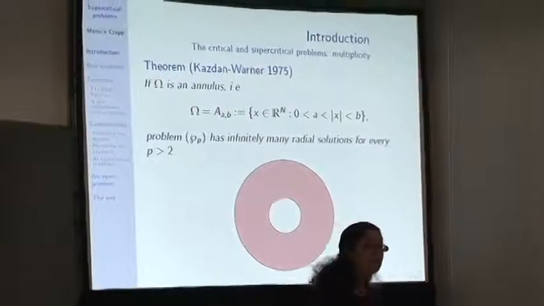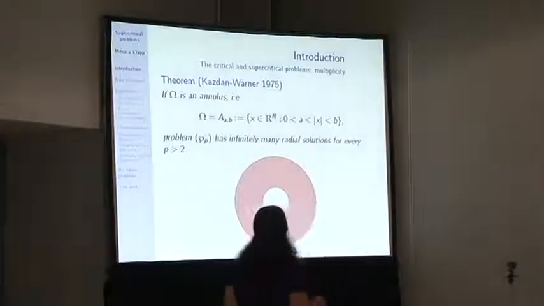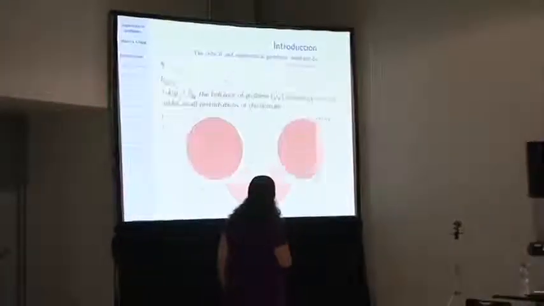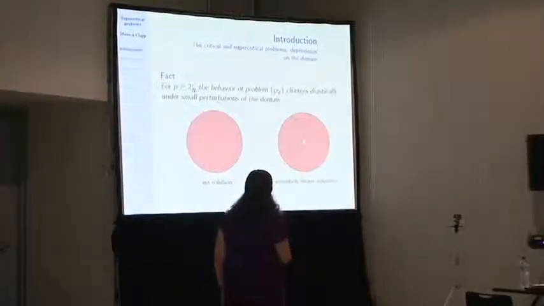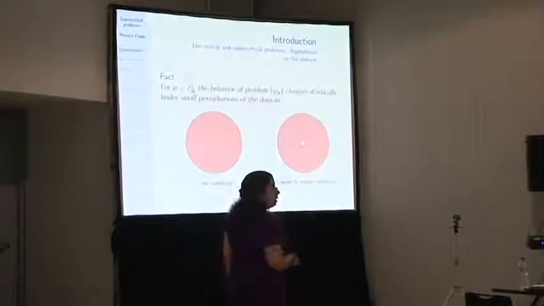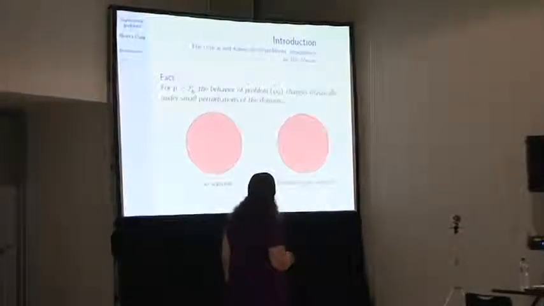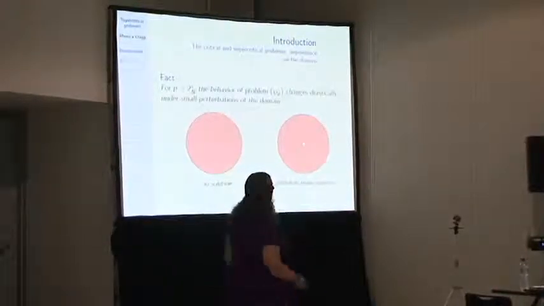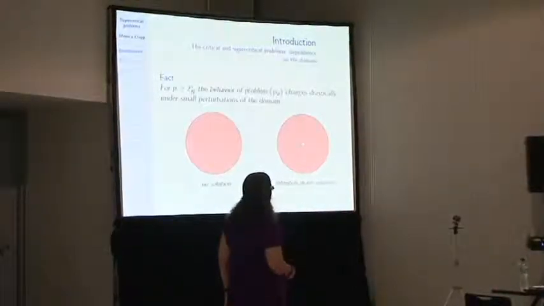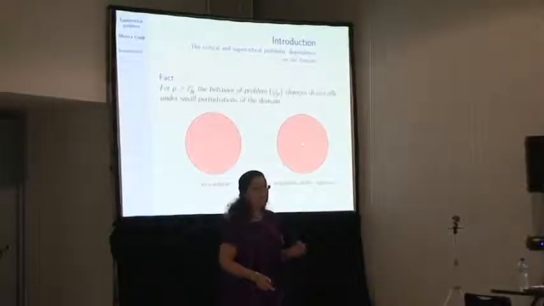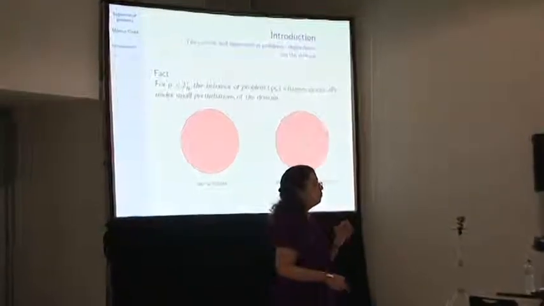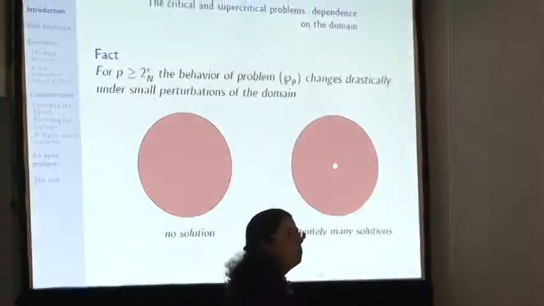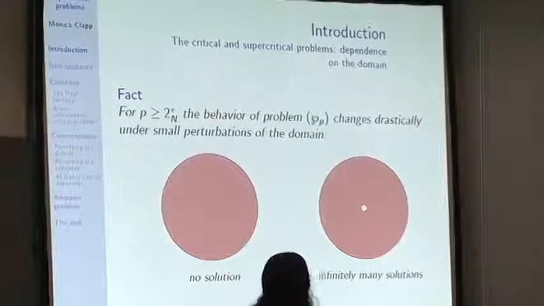Moreover, here is a particular behavior which is quite interesting. If you take a ball, the ball is star-shaped, so there are no solutions in the ball. But if you make a tiny hole, as tiny as you wish, then what you get is an annulus, and in an annulus there are infinitely many solutions. So what this is telling us is that small perturbations of the domain change drastically the behavior of the problem.